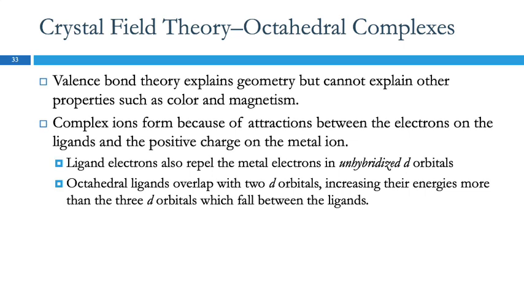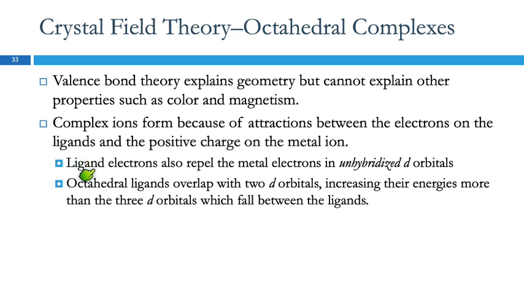So valence bond theory explains the geometry of these complexes, but it doesn't explain other things like the different colors that they have and the magnetism. Some of them are magnetic and some are not. So complex ions form because of the attractions between the electrons on the ligands and the positive charge on the ion.